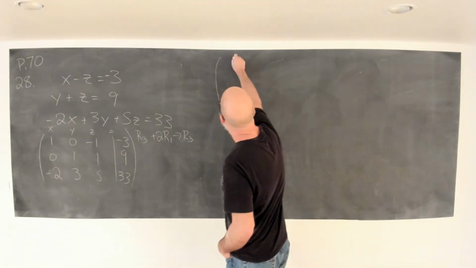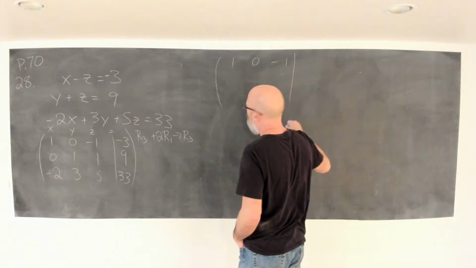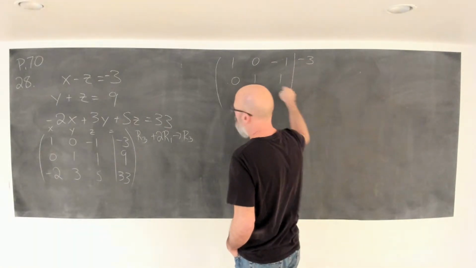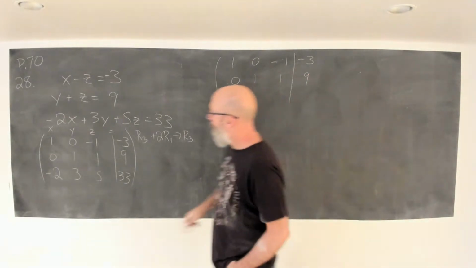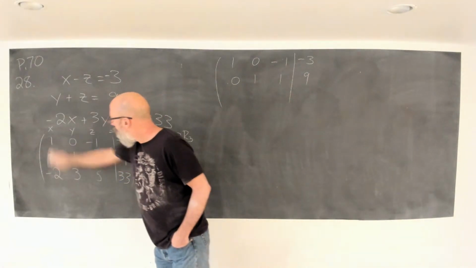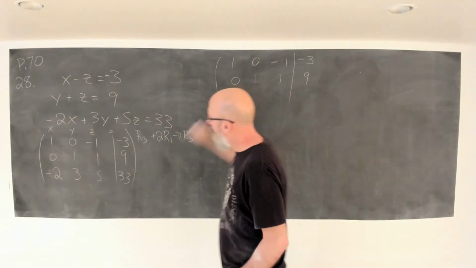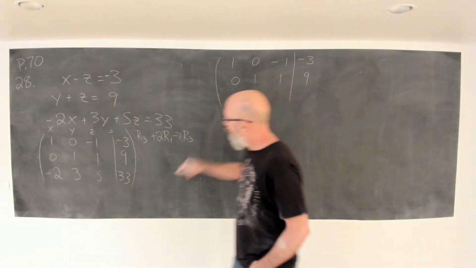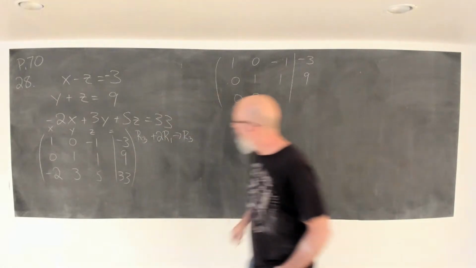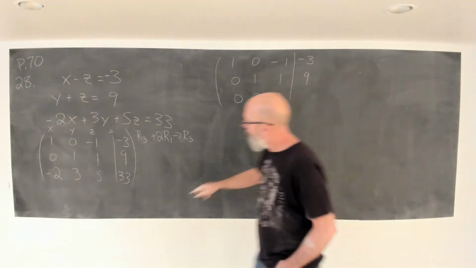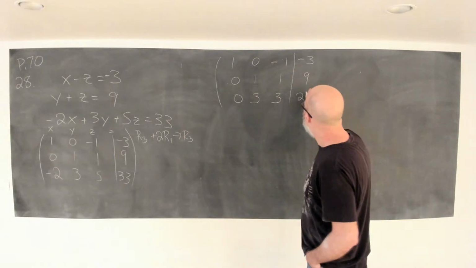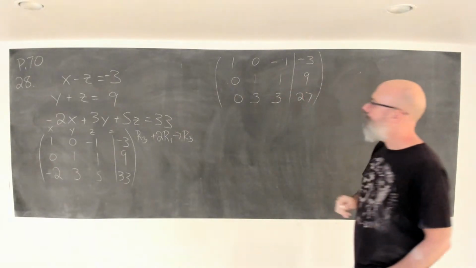So first row remains unchanged. Second row remains unchanged. Minus 2 plus 2 is 0. 3 plus 0 is 3. 5 minus 2 is 3. 33 minus 6 is 27.